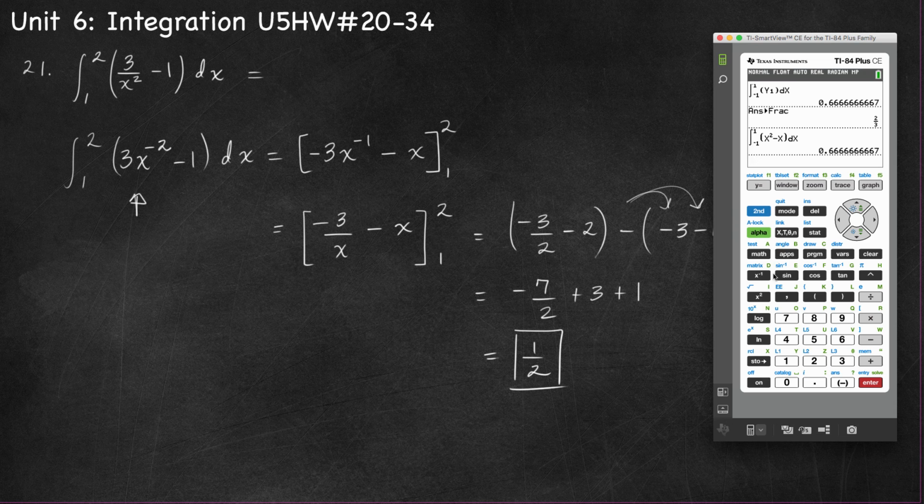And we can check that here on our calculator, Math 9. This time I'm going from 1 to 2, and I'm integrating 3x to the power -2 minus 1 with respect to x. And I get 1/2.